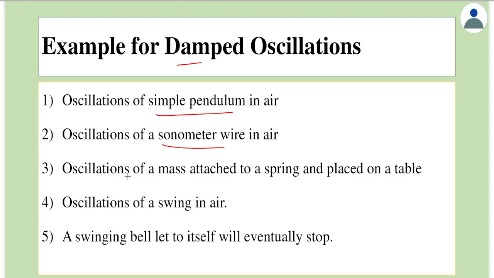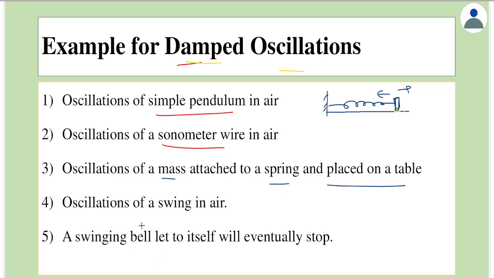Example 3 is oscillations of a mass attached to a spring and placed on a table. When the whole thing is placed on a table, each time the mass moves away from or towards the spring, there is friction between the surface and the table, because of which energy is lost. So even this spring-mass system is an example of damped oscillation.